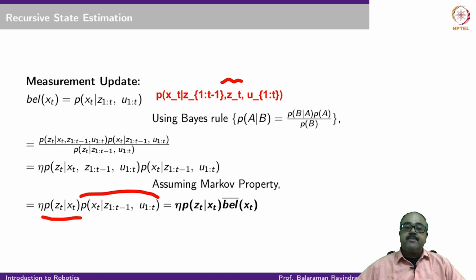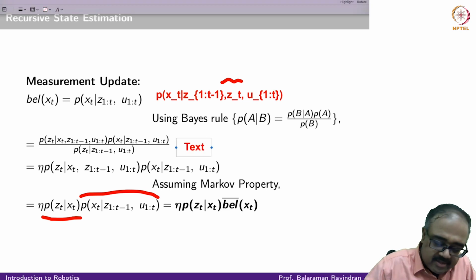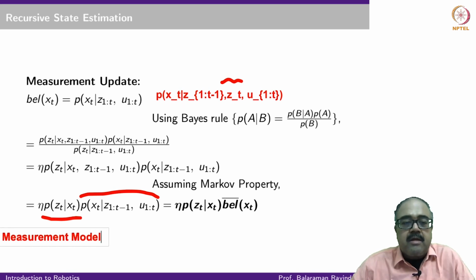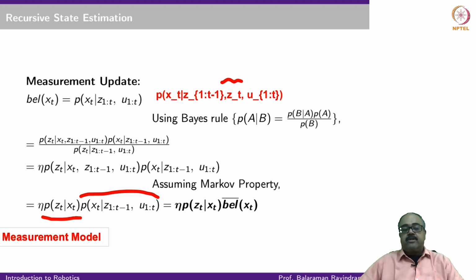What are the known quantities I'm using? I'm using the measurement model. Let's go back and look at the measurement. So I'm using the measurement model and I'm using bel bar, which we just computed on the previous slide using known quantities again. So using both the measurement model and bel bar, we are able to compute the belief without ever computing the denominator. So we just compute the numerators and then normalize across all the possible values that xt could take.